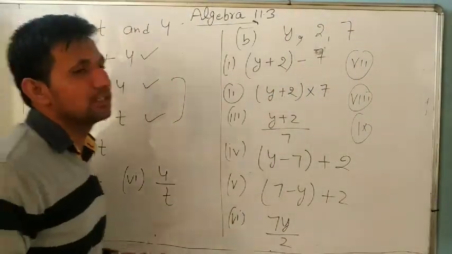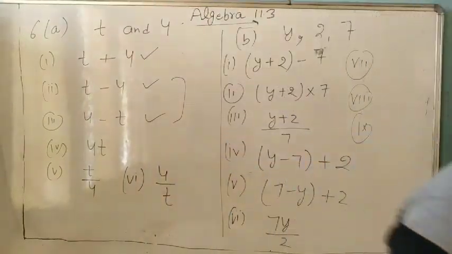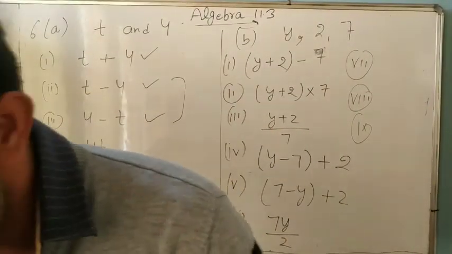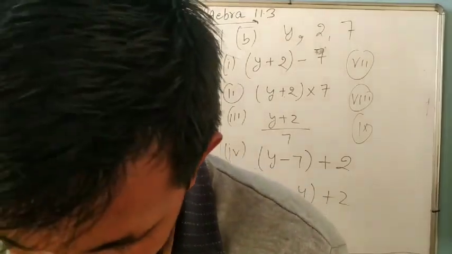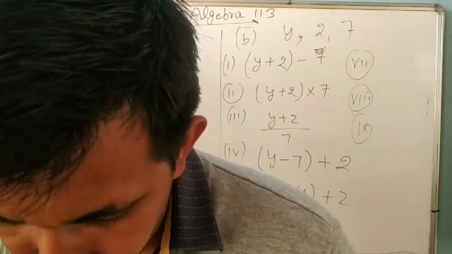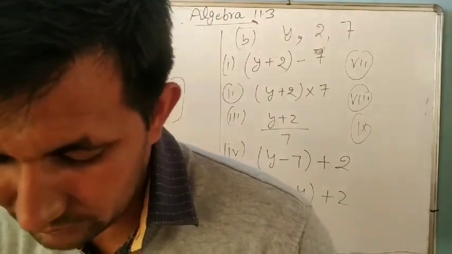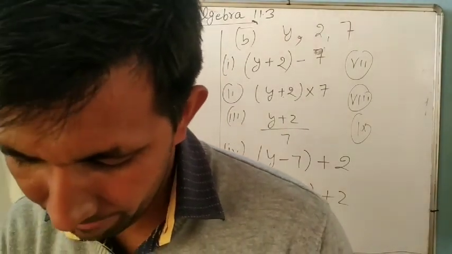So this exercise is also finished. 11.3, okay. In the next class we will start 11.4, okay. 11.4, 11.5. Two more exercises are also left, okay.